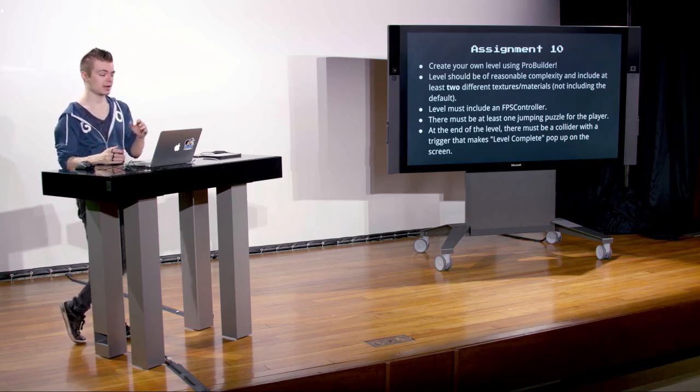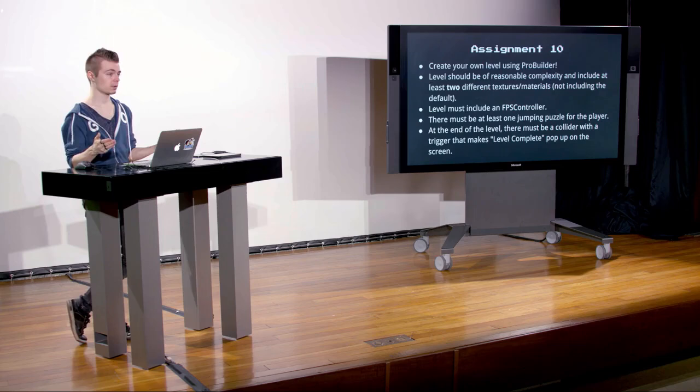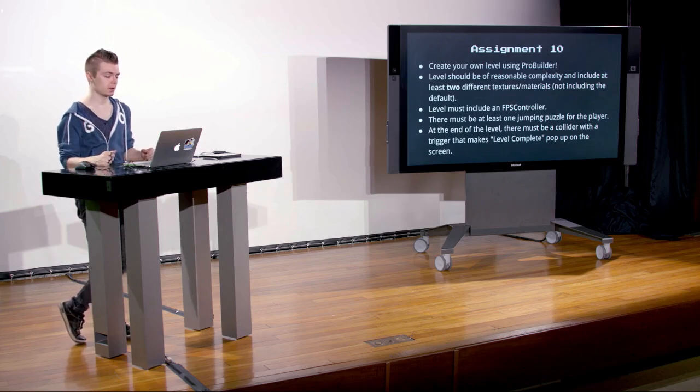So make a new scene, separate from the ProBuilder scene, separate from the Portal scene. Include an FPS controller so that we can move around the scene immediately after creating the mesh, right? But that's it. You can just use the default controller. You don't need to do anything fancy.